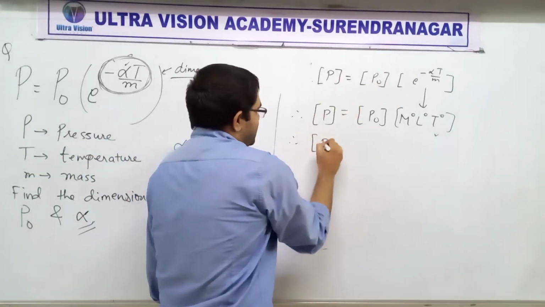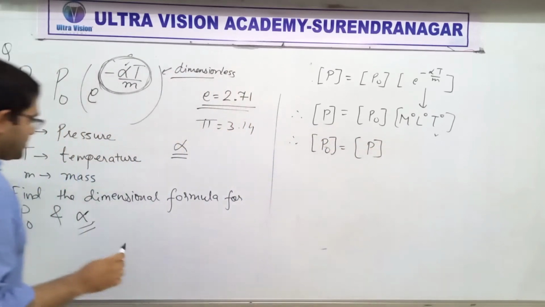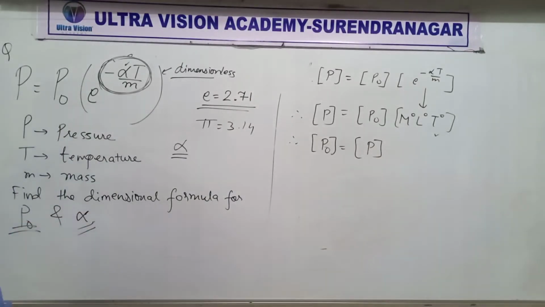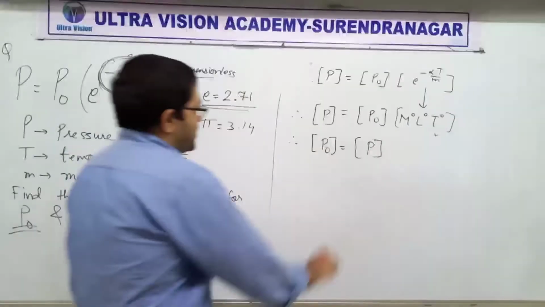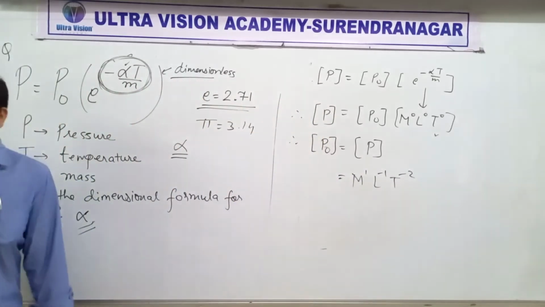So finally, the dimensions of P0 are going to be the same as pressure. Yes or no? Clear or not clear? Raise your hand if it's clear. So, what will be the final answer? Correct. M raised to 1, L raised to minus 1, and T raised to minus 2. That's your final answer. Alright?